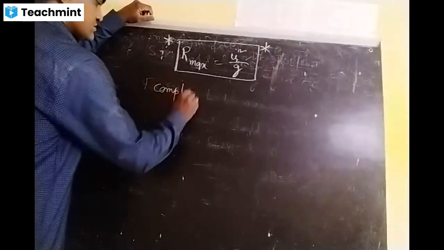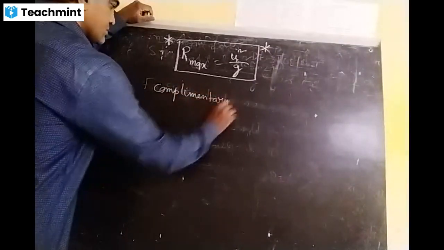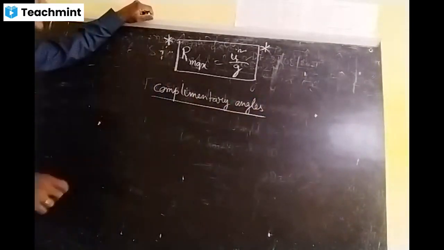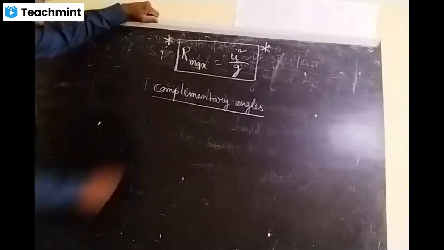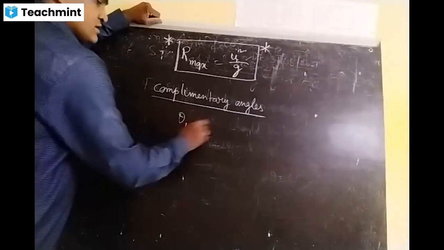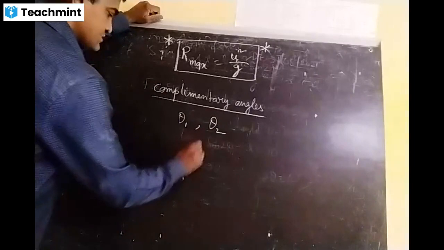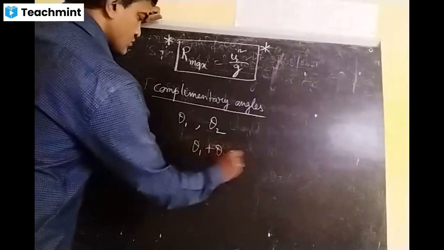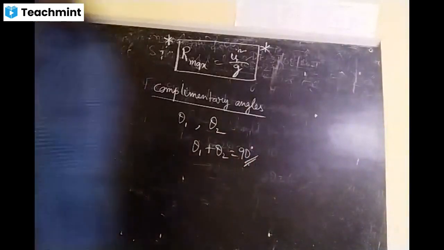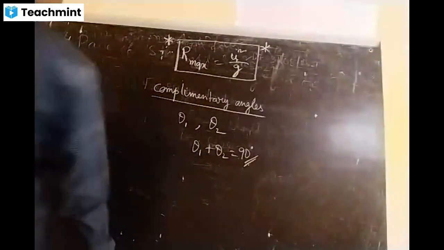For complementary angles, if I take one angle as theta 1 and the other angle as theta 2, then I can write theta 1 plus theta 2 is equal to 90 degrees. Yes, sir, both are complementary.